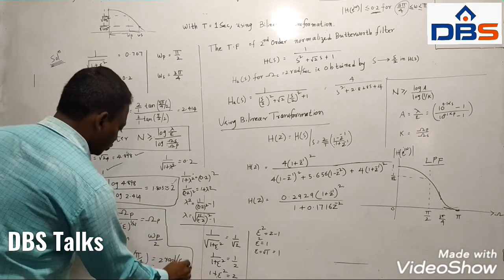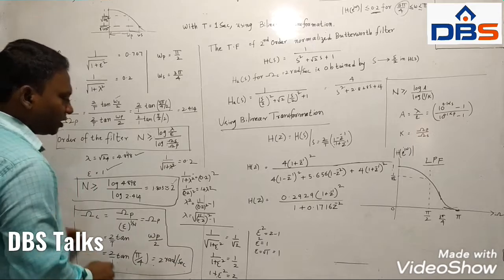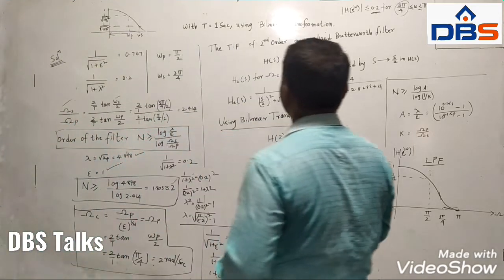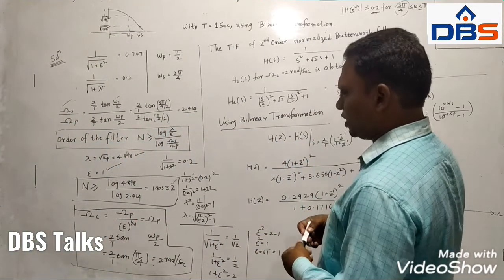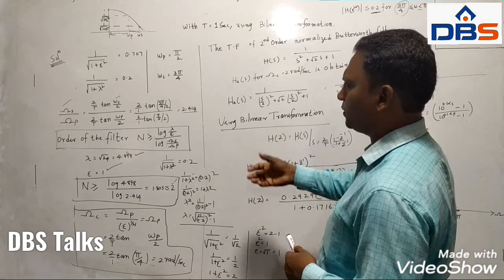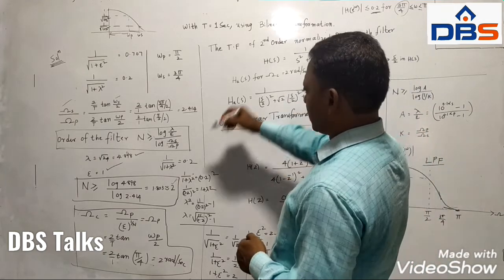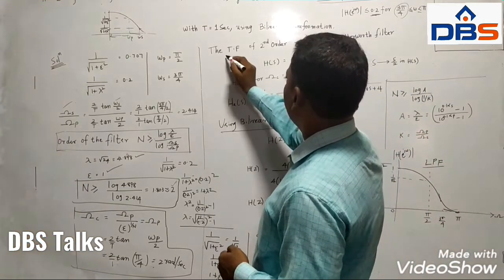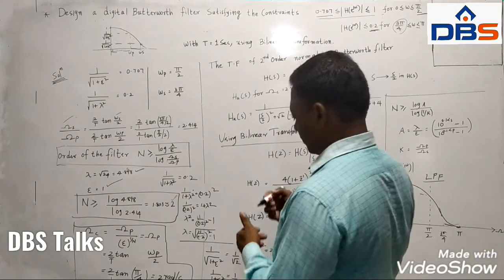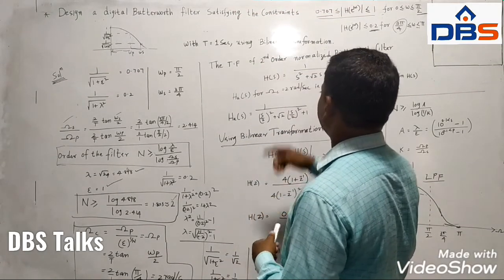That cutoff frequency is 2 radians per second in the analog domain. Now we have identified everything, whatever the prerequisites to design the filter. It is a second order filter, we know that. Therefore, the second order normalized Butterworth filter transfer function looks like this.